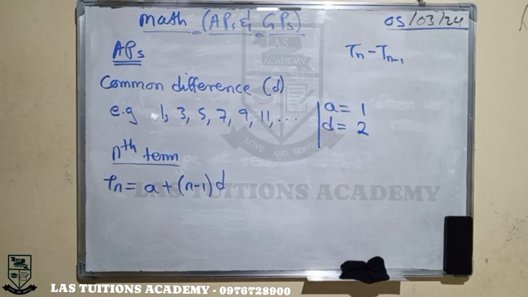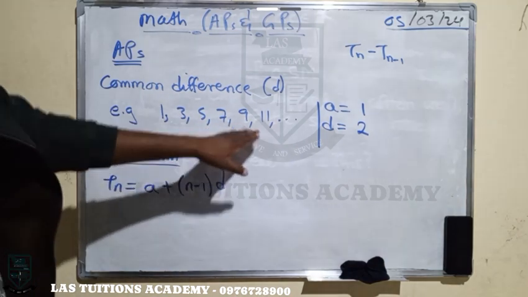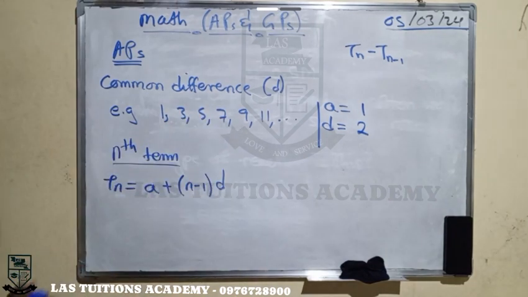Which term here can we try to find using the formula to verify that the formula indeed is correct? I can't get you. 7. What term is 7?